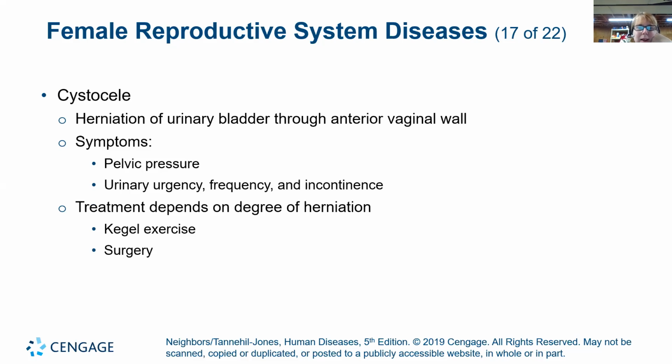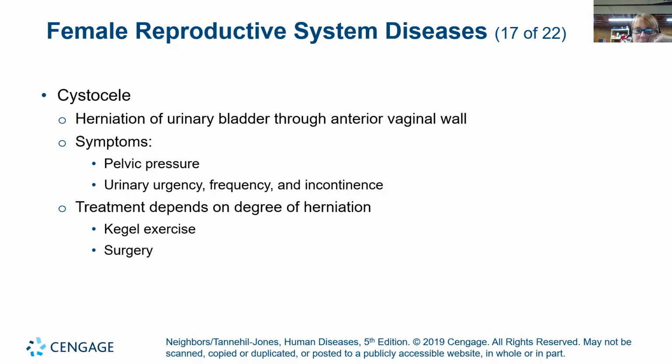Cystocele, okay? This is a herniation of the urinary bladder through the anterior vaginal wall, okay? So think about it, your bladder and your urethra are in front of the female vaginal wall, okay? From front to back, it's the urinary opening, the vaginal opening, and then the anus, okay? So a herniation of the urinary bladder, okay, that doesn't mean the bladder is completely pushing through the vagina, okay? It means it's pushing on it and making both the bladder wall weaker and the vaginal wall weaker, okay?